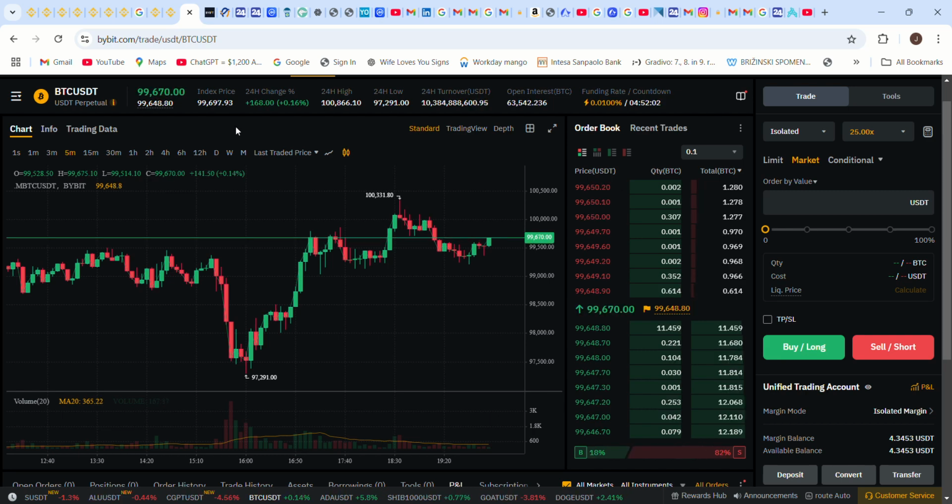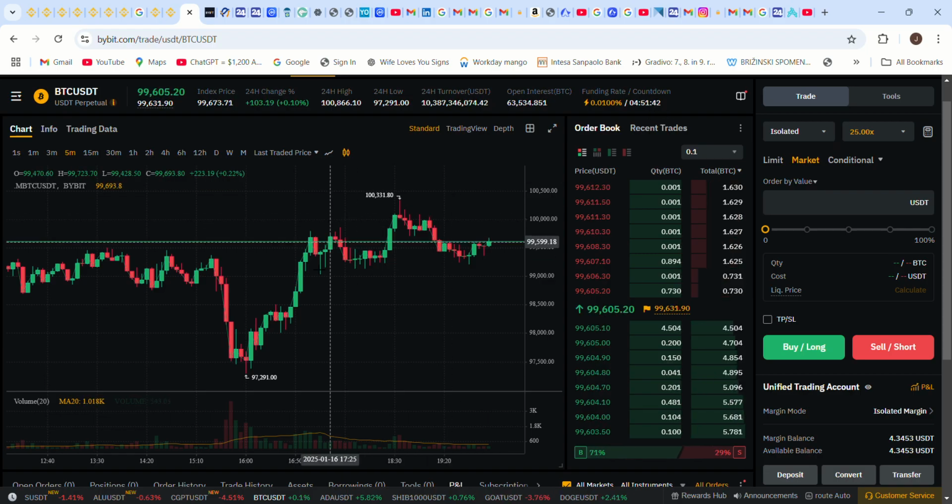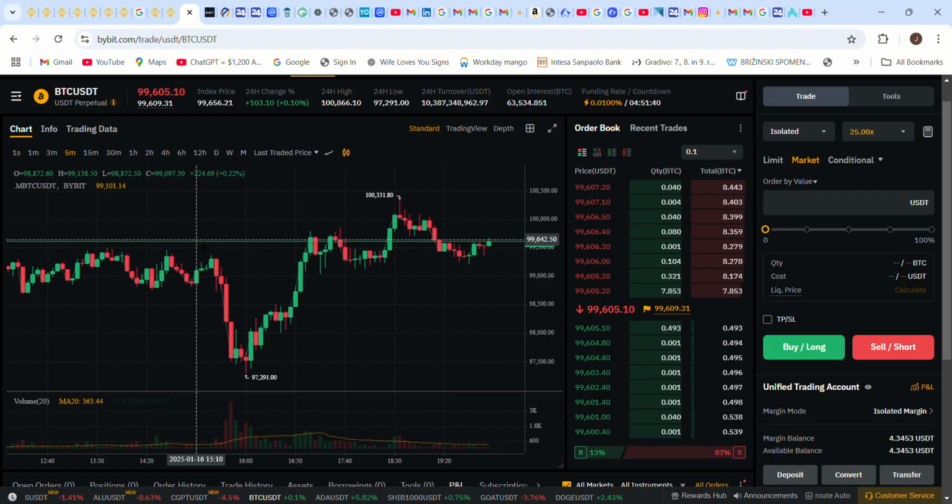Hey everybody, today I'm going to show you how to trade on Bybit futures market. It's nothing to it, but for somebody who hasn't done it, it can be tricky and difficult. So this is the real site of Bybit. You can see what is going on. For example, this is the pair Bitcoin USDT.